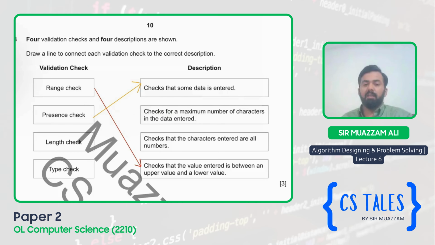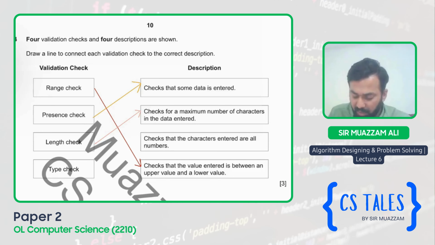Check that some data is entered. Okay. Type check means check that the characters entered are all numbers. Check for a maximum number of characters in the data entered. This is used for the password as well. This is an example of a password. Let's suppose you have 10 characters in your password. So length check will tell you that there are a total of 10 characters, not how many are numbers, integers, uppercase, lowercase, and all that.